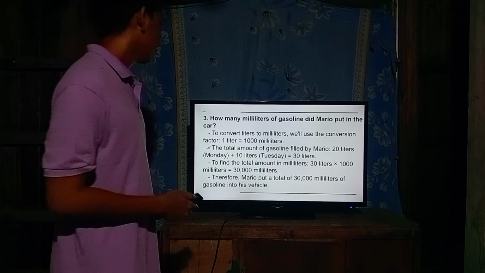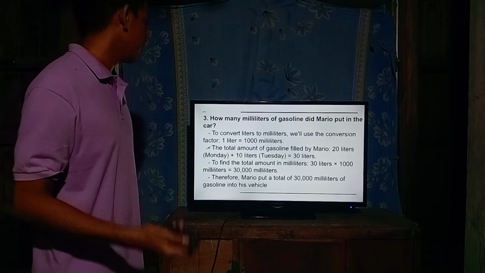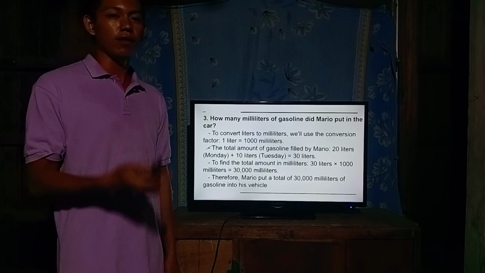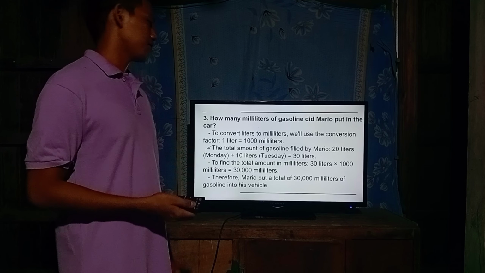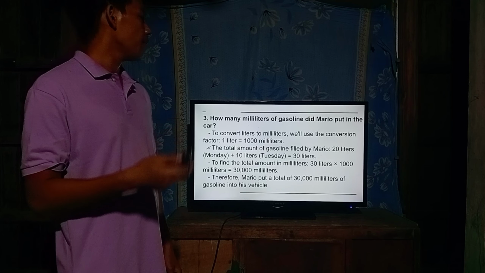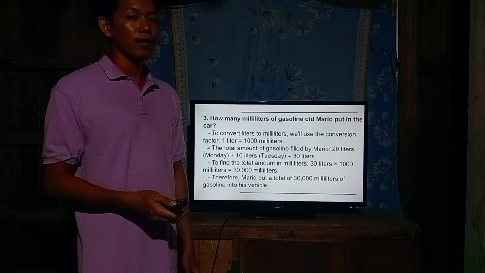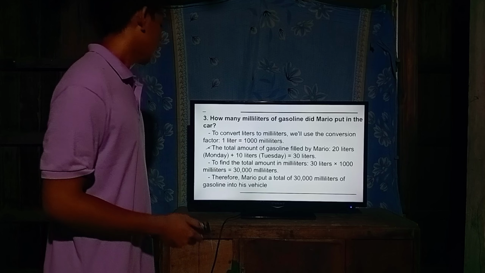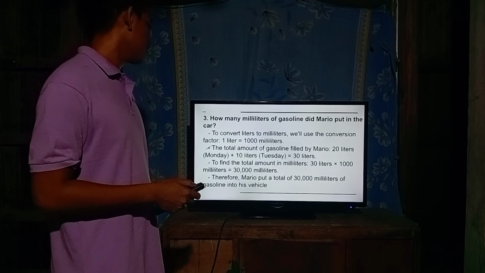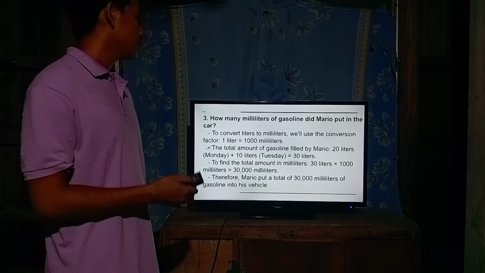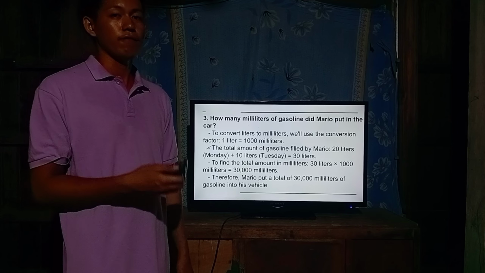So, the total amount of gasoline filled by Mario is 20 liters on Monday, then an additional 10 liters on Tuesday, which is a total of 30 liters. Now, to find the total amount in milliliters, ato siyang i-multiply sa 1,000 ang 30 liters, which is a total of 30,000 milliliters. Therefore, Mario put a total of 30,000 milliliters of gasoline in his vehicle.